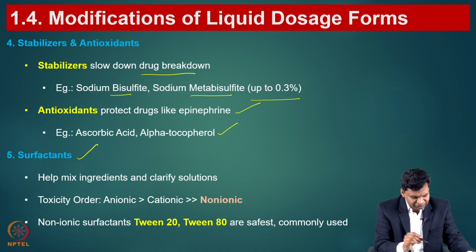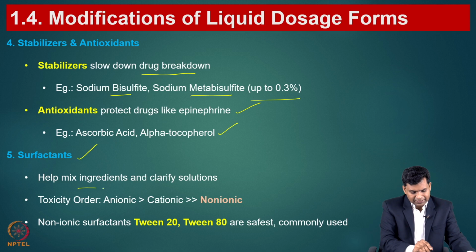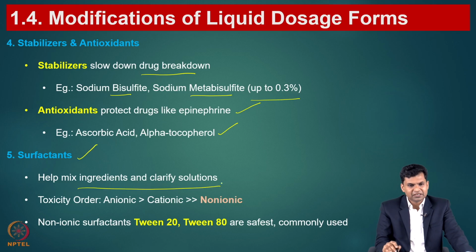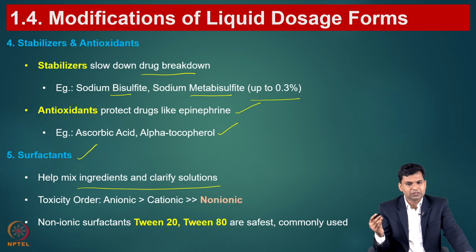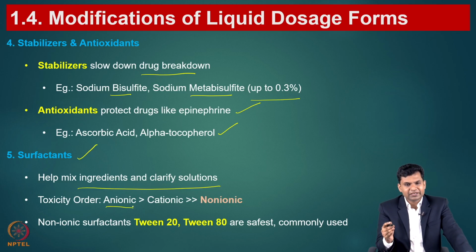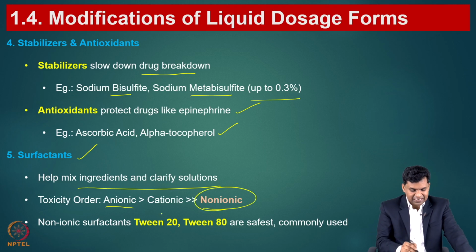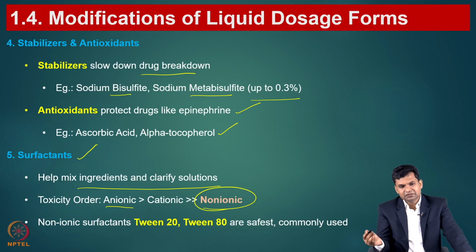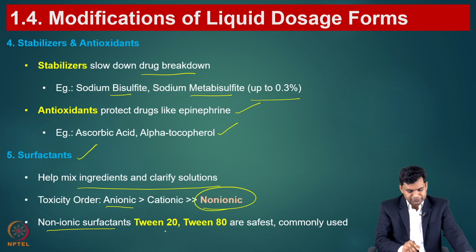We will also use surfactants, which help in solubilization as well as in stabilizing the formulations. We have three different types of surfactants: anionic, cationic and non-ionic. Non-ionics are the most preferable and safe, because the cationic and anionic ones show the highest toxicity within the body. So, always non-ionic surfactants are preferable.